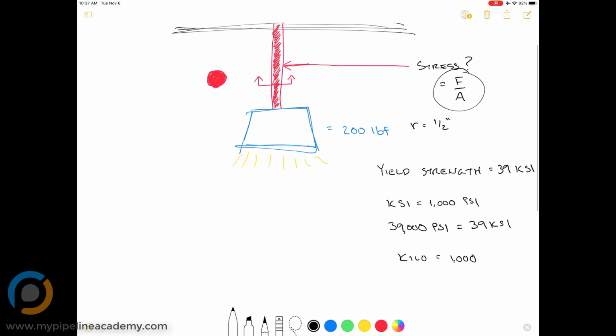Okay, so we know what our radius is. We have our equation, stress equals force over area. So area equals pi r squared. We're starting with radius, so we'll just leave it like that: 3.14 times 0.5 squared. You've got a calculator. What does that equal? 0.5 squared, like this? Okay, 0.785.